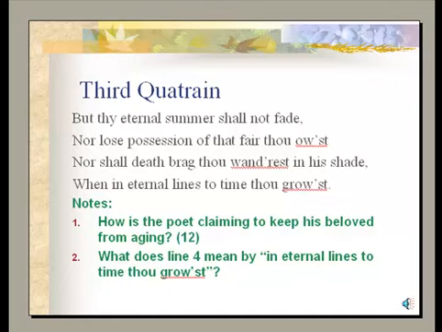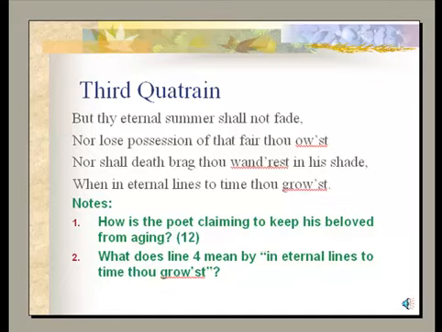Our third quatrain here. "But thy eternal summer shall not fade, nor lose possession of that fair thou owest. Nor shall death brag thou wanderest in his shade, when in eternal lines to time thou growest." How is the poet claiming to keep his beloved from aging? Look at line 12, which is the last line here. "When in eternal lines to time thou growest." He's saying that he can make her immortal, as it were, through this poem.